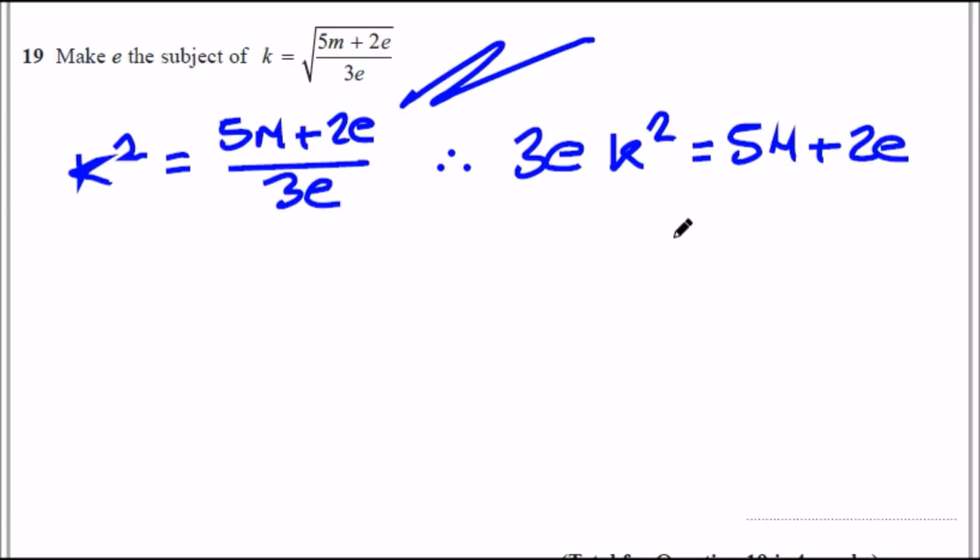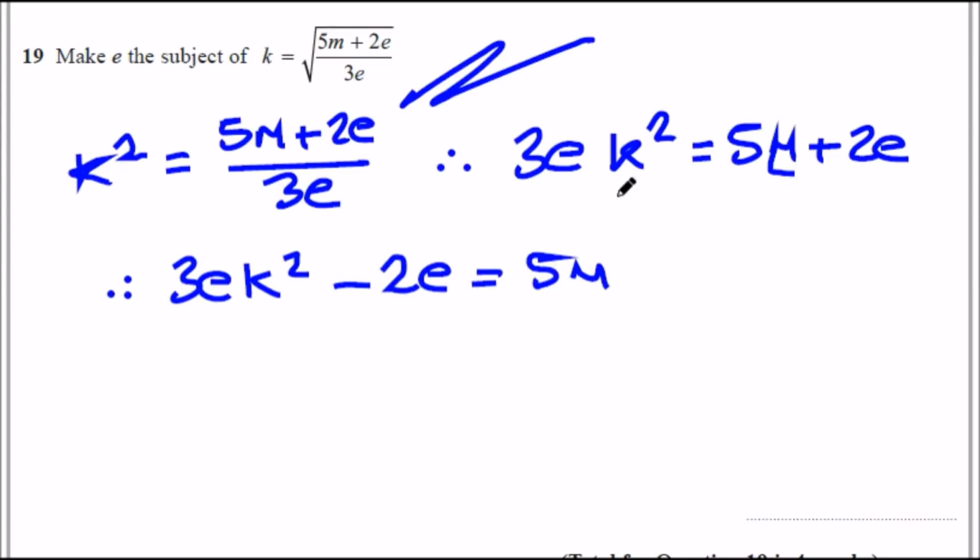Okay, next step. Now you want to put all the e's on one side and leave the terms that aren't stuck to e on the other side. So let's put it here. Here we go, subtract 2e across. So we're going to have now 3e k squared minus 2e equals 5m.